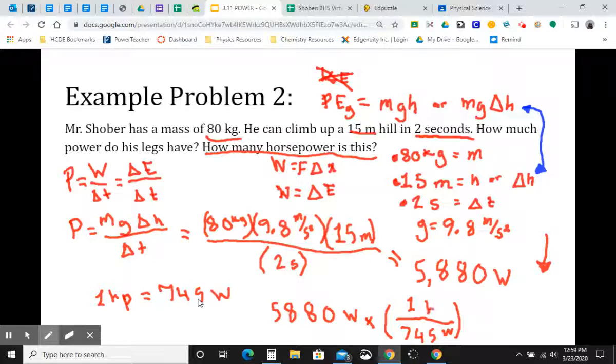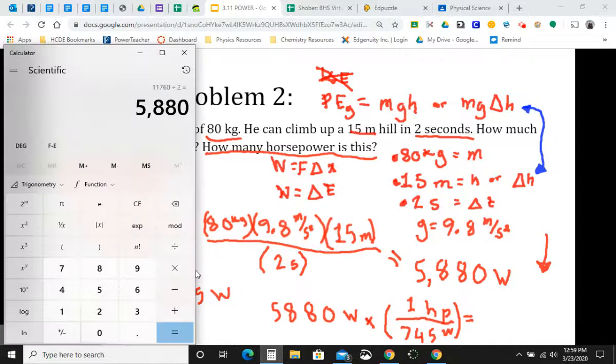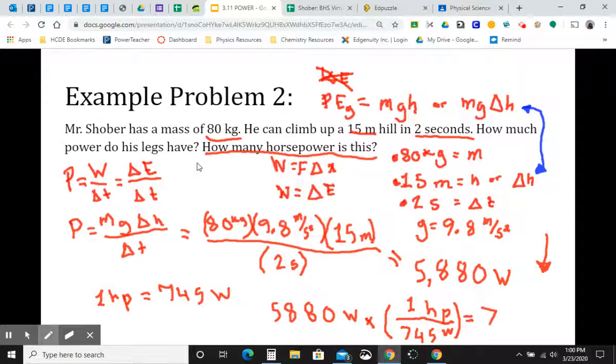And so now we're going to find out how many horsepower this is. And I made these numbers up, so this might not be very accurate. So equals, now we'll go over here. So we still have our 5,880. Now we're just going to multiply by 1 divided by 745, which is actually just the same as dividing by 745. And we get 7.9 horsepower. Well, 7.89. We're going to round that to 7.9 horsepower.